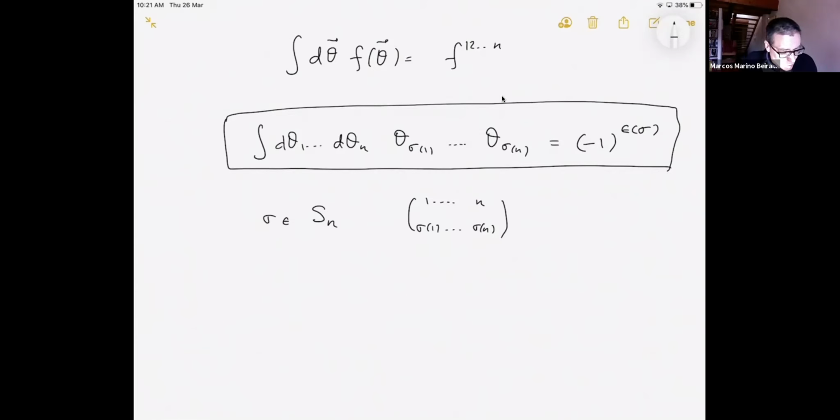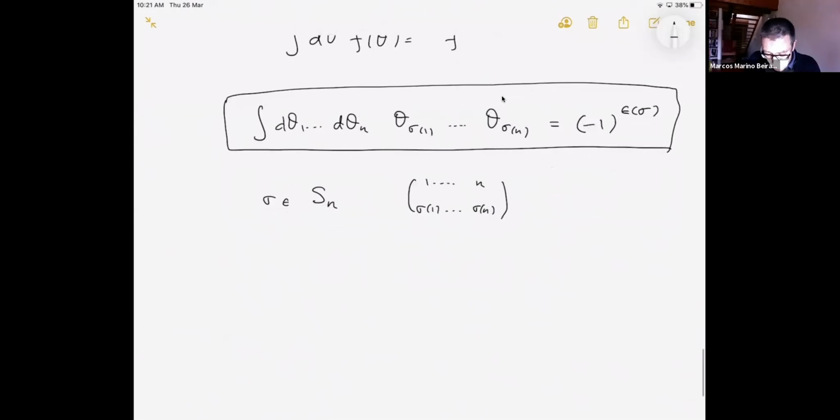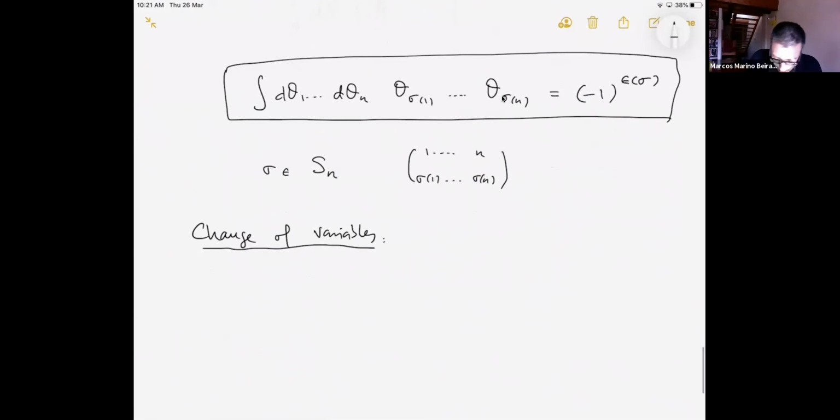So we are going to first address the question of what happens when we change variables, and we are going to see what happens when we do Gaussian integrals. So let's first do the change of variables. We are going to consider a linear change of variables, which I write in this form.